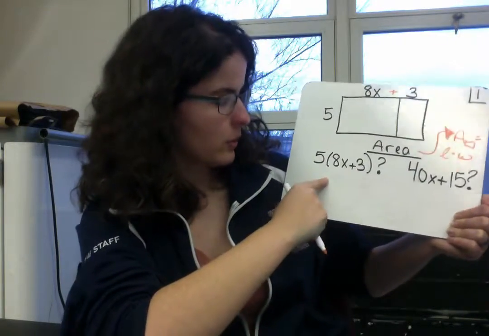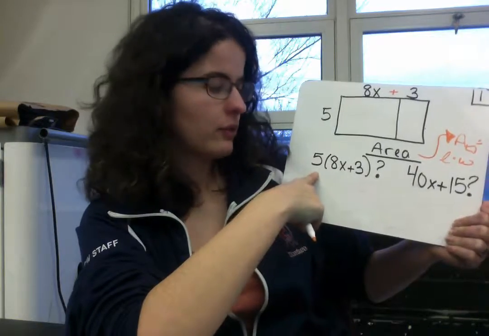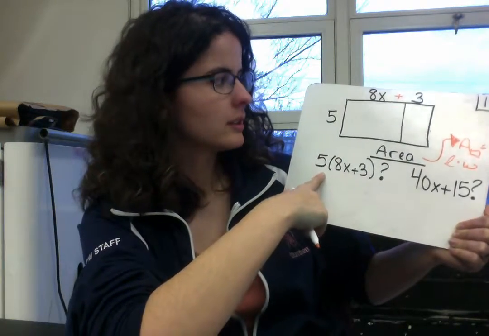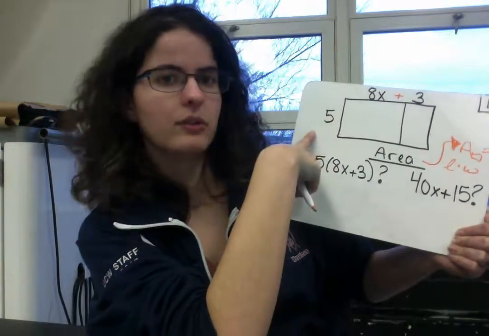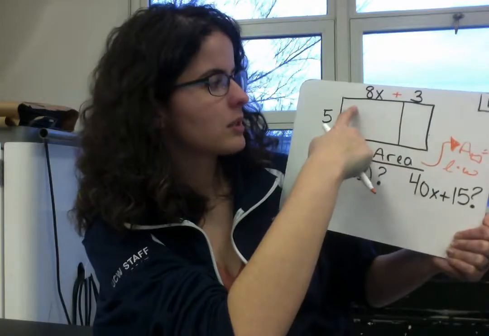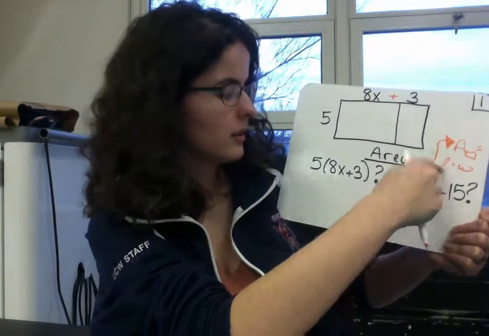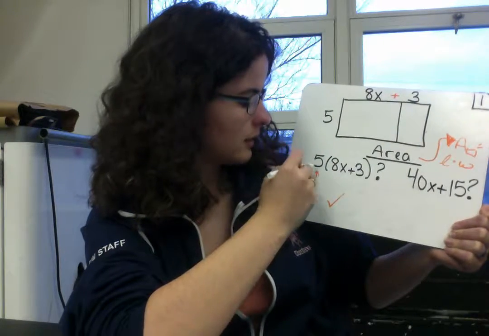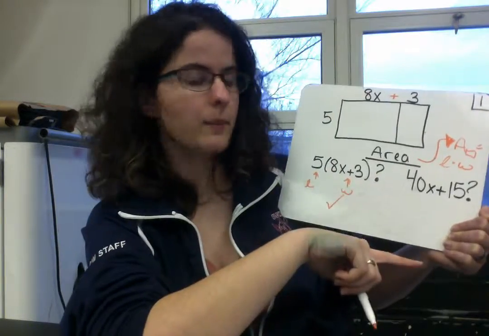So to look at this first one, is this going to represent area? Well, I have a length of 5 and I have a length of 8x plus 3, and those are being multiplied together. Does that match what's going on here? Up here, I have a length of 5 and I have a length of 8x plus 3. And if I multiply them together, that would be how I would find the area. So in fact, this does work. We've got length, we've got width, we've got area.